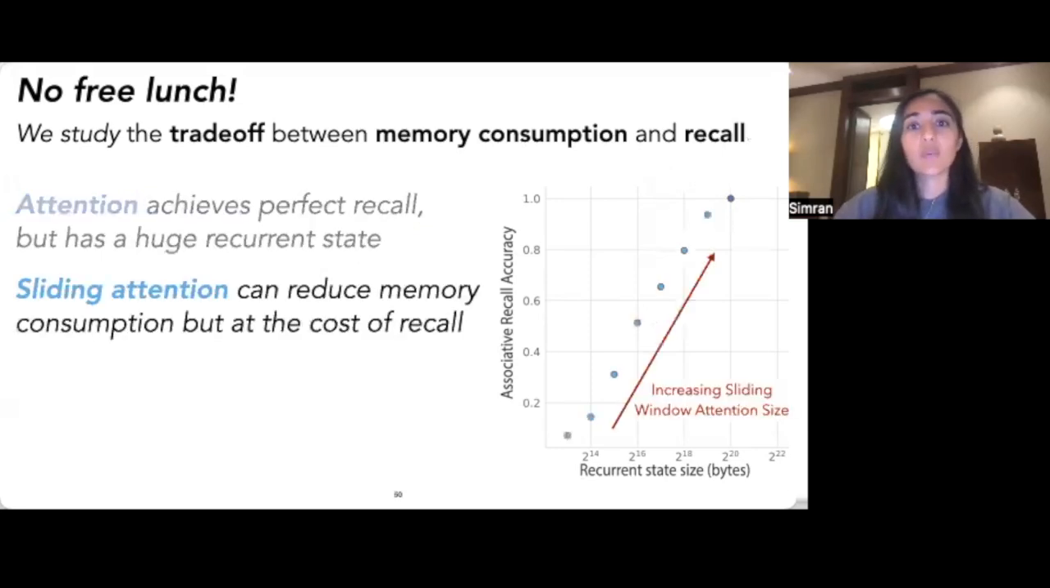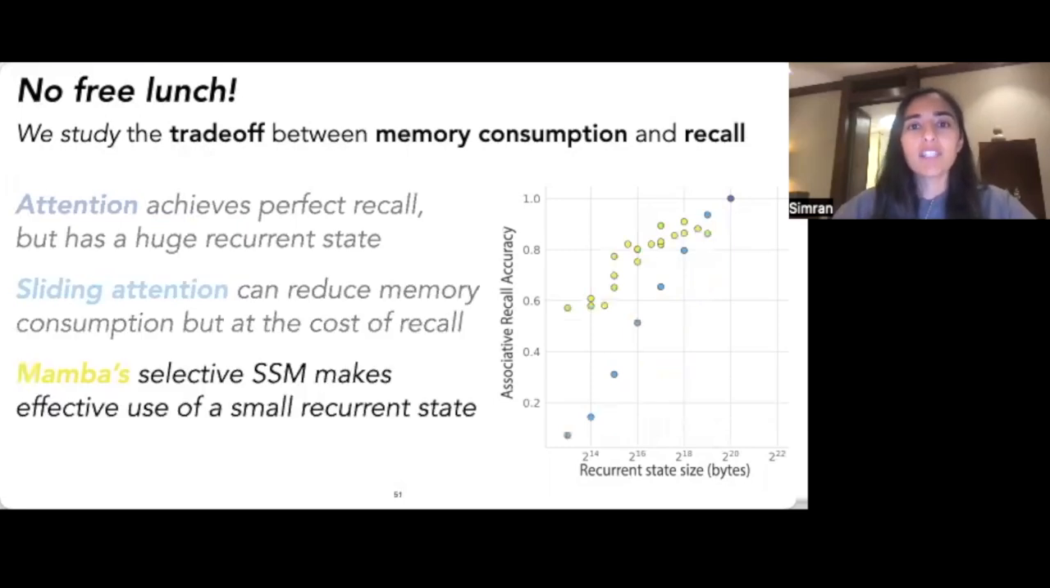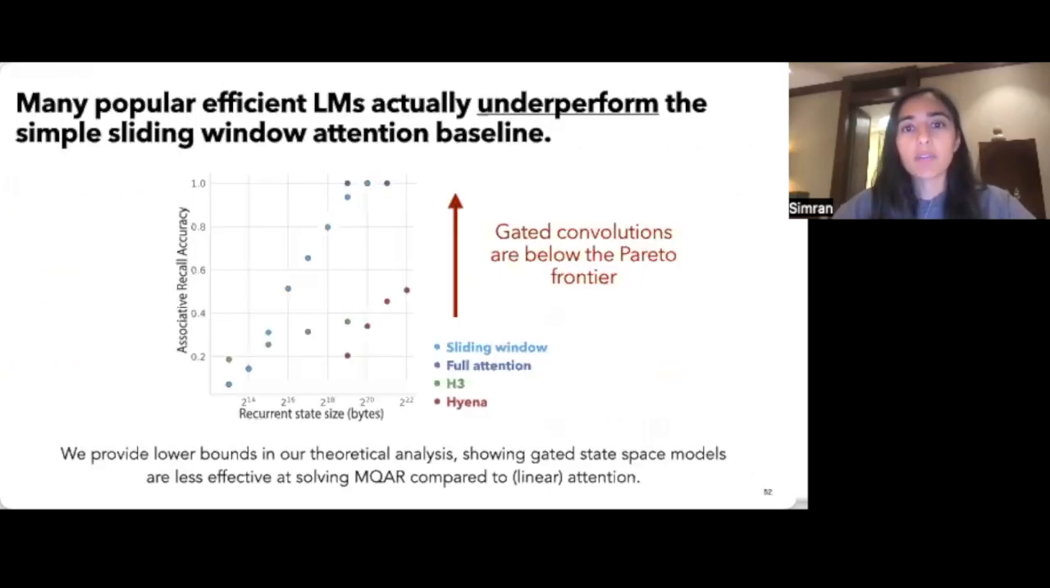Next, sliding window attention, where each query attends to a fixed number of prior key and value tokens, reduces the memory consumption, but drastically drops off in recall quality. Excitingly, Mamba expanded the Pareto frontier over sliding window attention by using a selective state space modeling approach. We also find that popular gated state space models like H3, Hyena, and RWKV fell below the Pareto frontier.